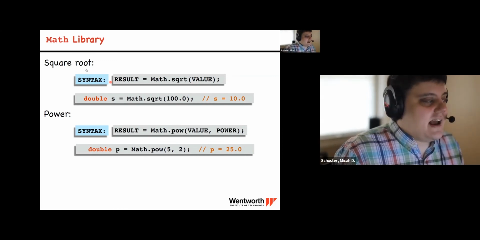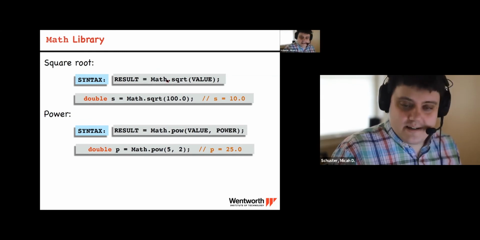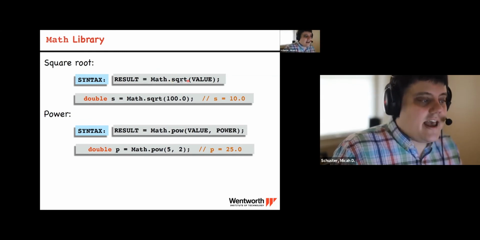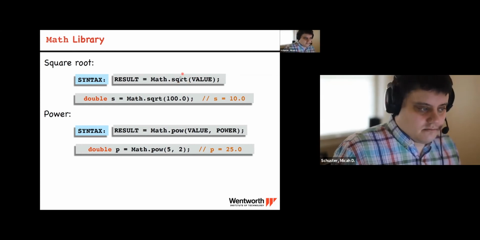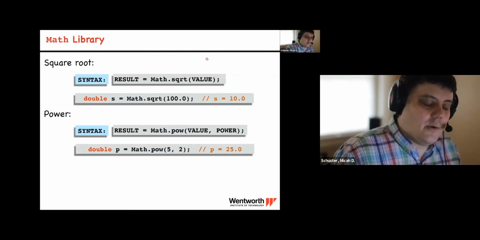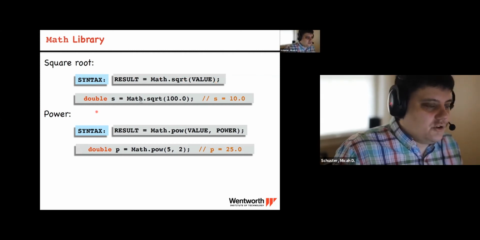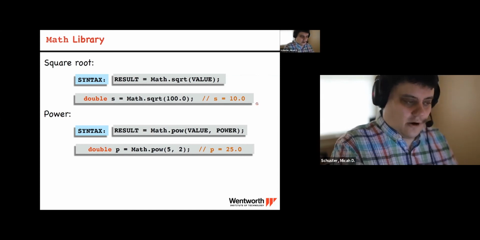So here's the syntax. Let's say we want to do square root. The syntax is Math. You always type Math, dot, and then whatever it is you want to do. So for square root, it's sqrt, S-Q-R-T. So you say Math.sqrt, and you put a value in. For example, we do Math.sqrt, put in 100. The value that we get out at the end that's saved into s is going to be 10. Square root of 100 is 10.